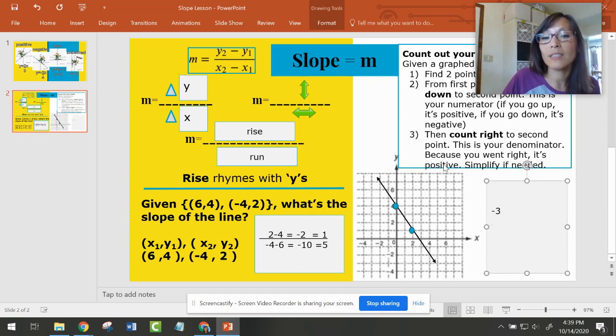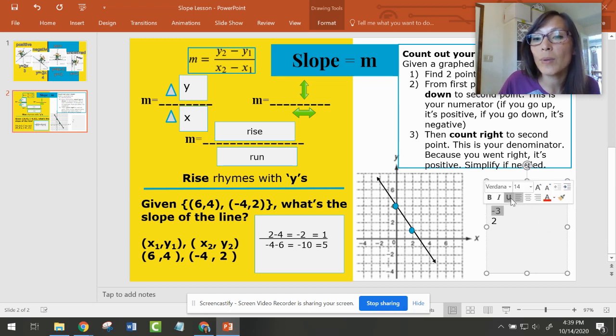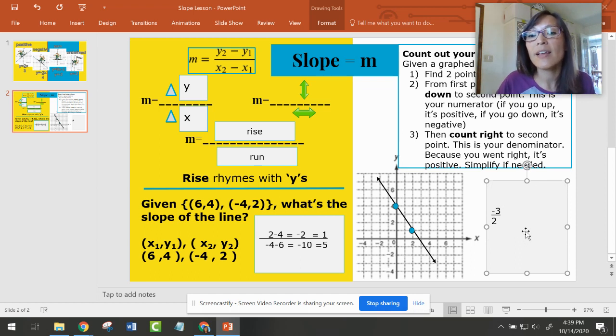And then my denominator is how far to the right I have to go. 1, 2. So my denominator is 2. What is the slope of this? The slope is negative 3 halves. And if you needed to simplify that, you could.